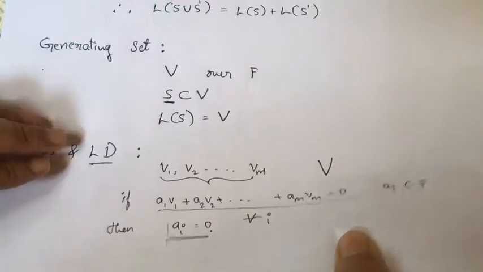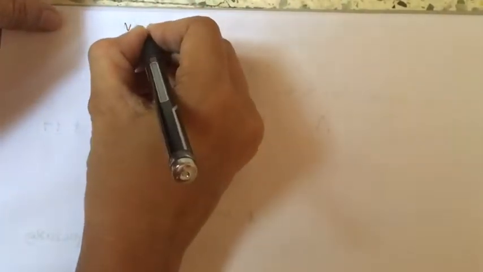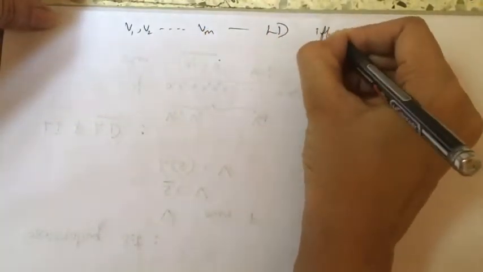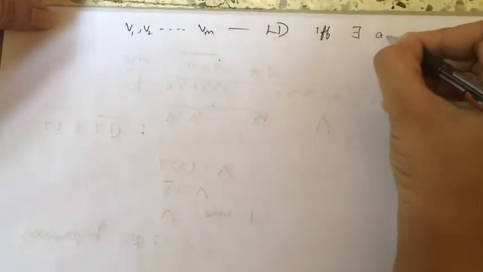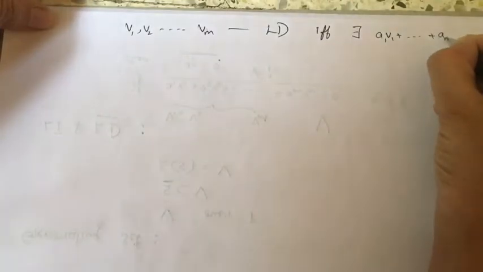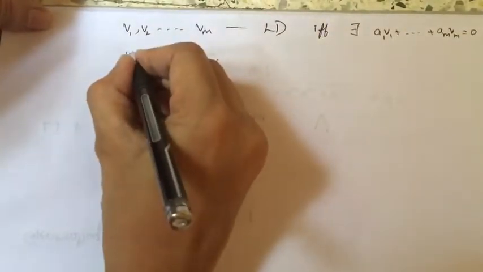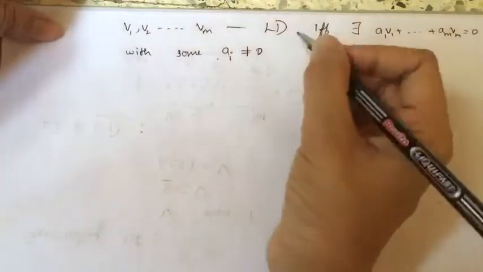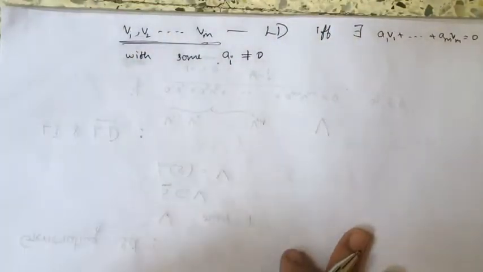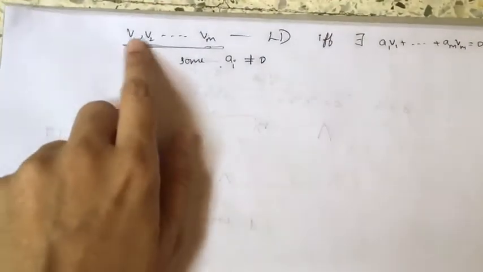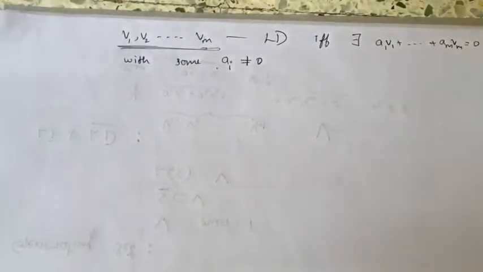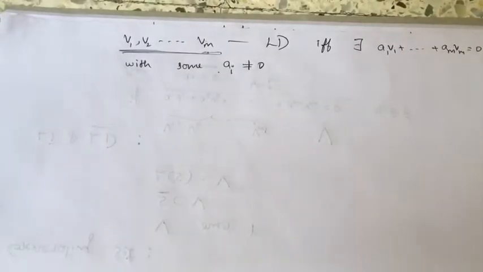So this is the same as writing that the vectors V1, V2, up to Vm are linearly dependent if and only if there exist a1 V1, up to am Vm equal to 0 with some ai not equal to 0. Then I can say that the vectors are linearly dependent. It's a non-trivial relation in fact, a non-trivial relation equal to 0 with some ai not equal to 0. Then I am saying this set of vectors is linearly dependent.